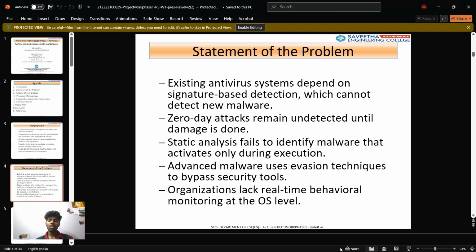Advanced malware uses evasion techniques to bypass security tools. And organizations lack real-time behavior monitoring at the OS level. So this was a major problem that allowed various kinds of attacks to happen.